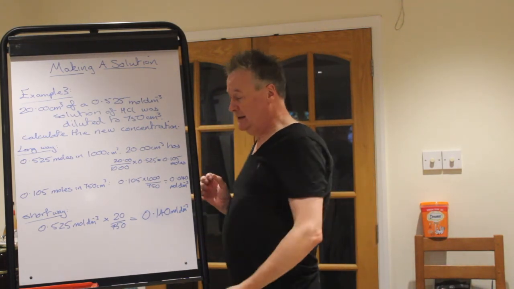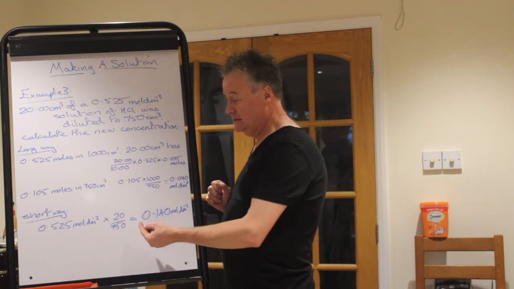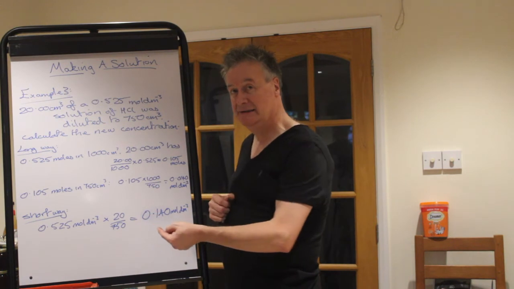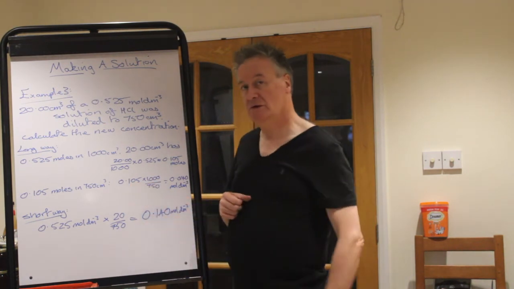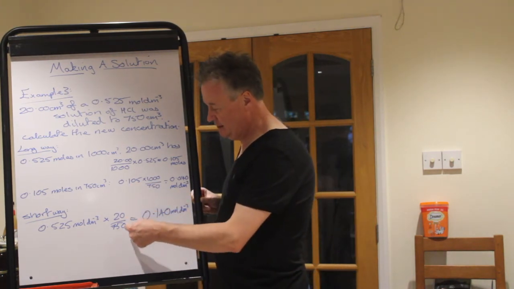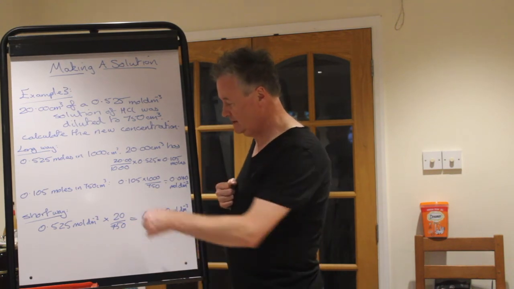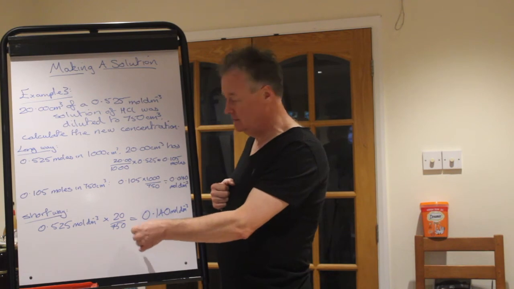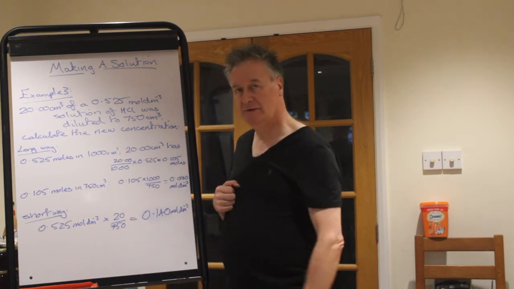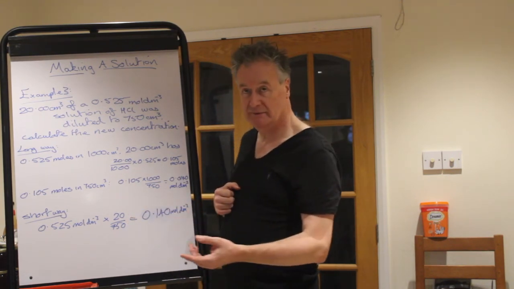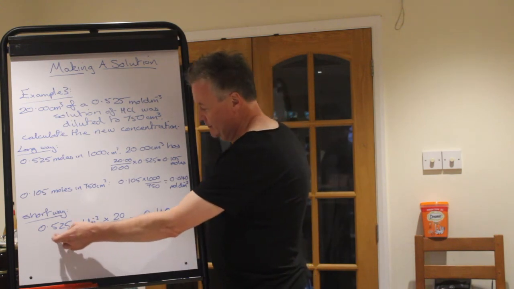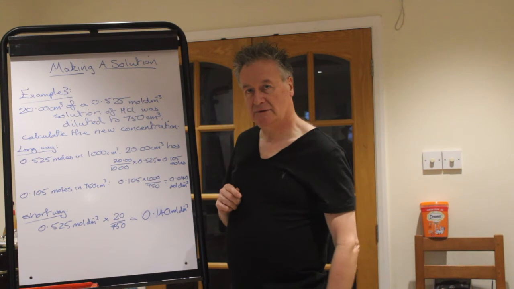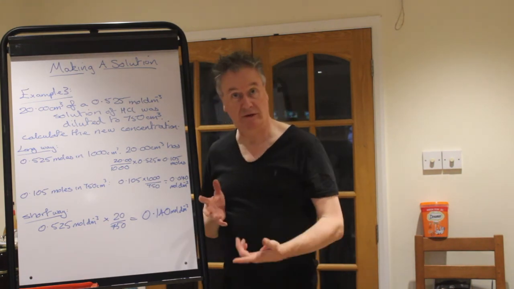The short way is the scaling down of the concentration. So it went from 20 cubic centimetres to 750 cubic centimetres. So you scaled the concentration down by adding all the water, 20 divided by 750 or 2 over 75. So it's 0.525 times 20 divided by 750, and the answer obviously, because it needs to, comes out the same.